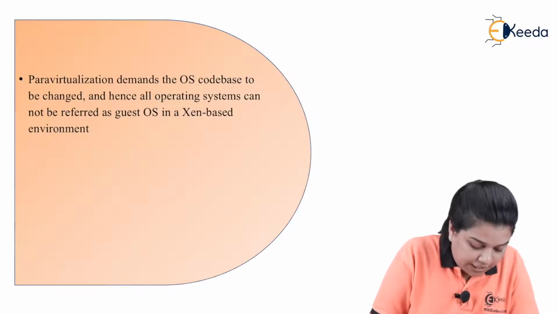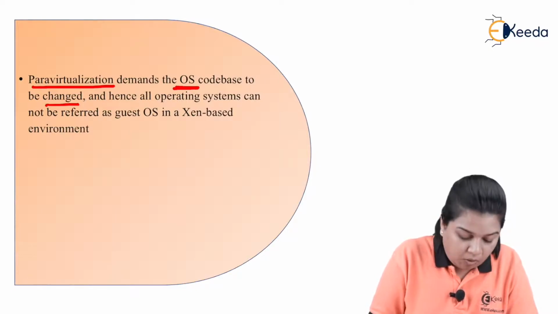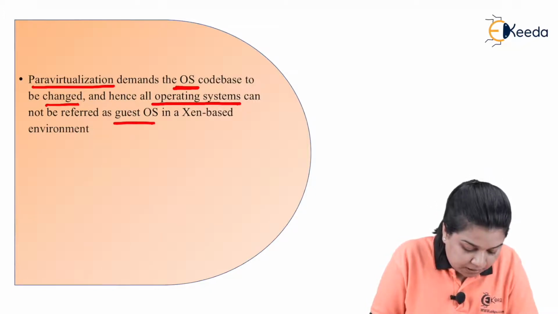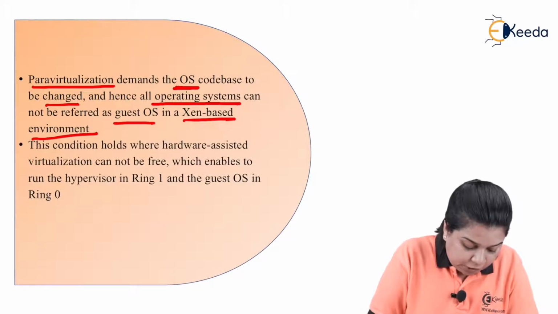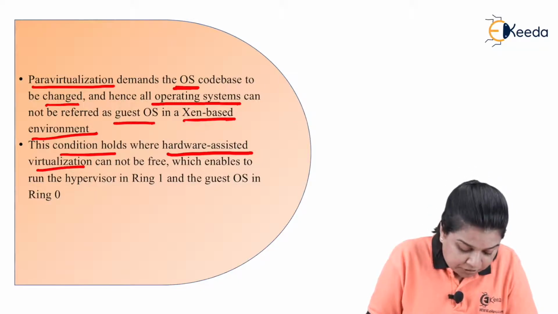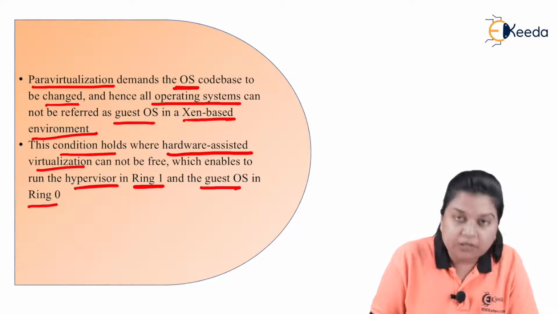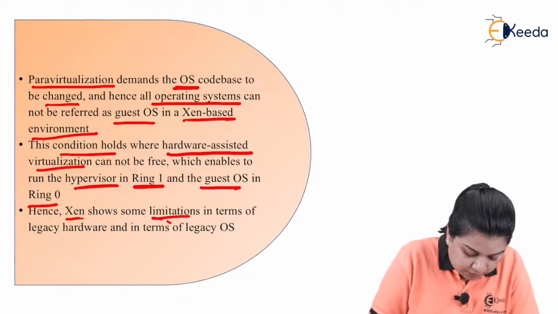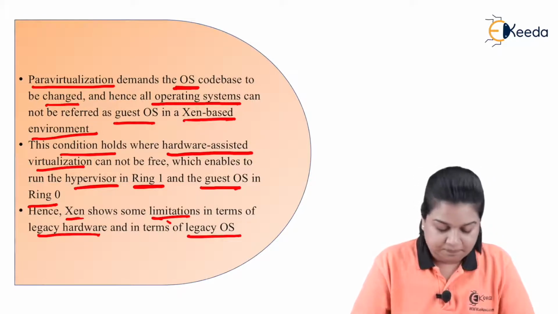Now here, para-virtualization demands the operating system code base to be changed, and hence not all operating systems can be used as a guest operating system in a Xen-based environment. This condition holds where hardware-assisted virtualization is not available, which enables running the hypervisor in ring 1 and the guest operating system in ring 0. Hence, Xen shows some limitations in terms of legacy hardware and in terms of legacy operating systems.